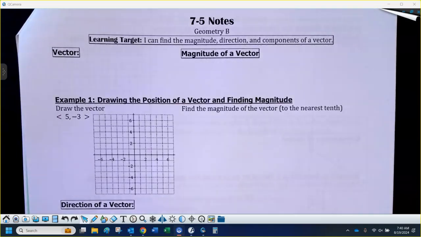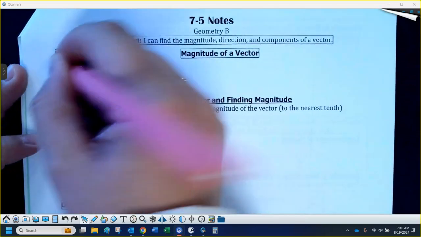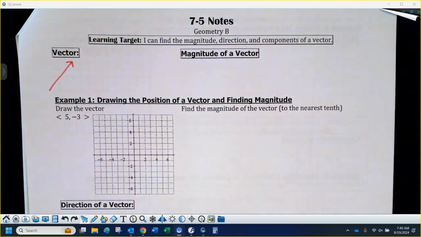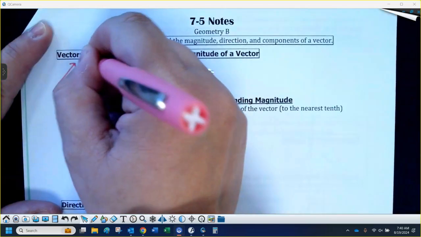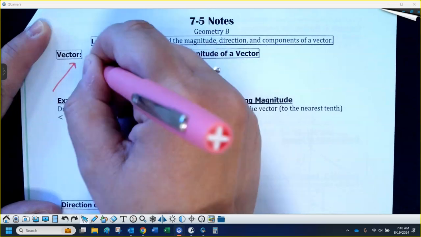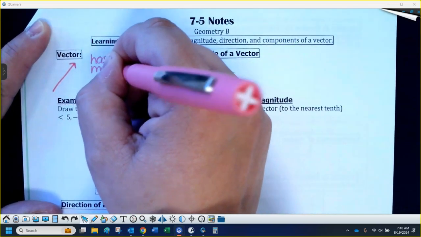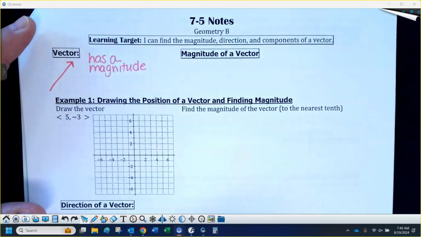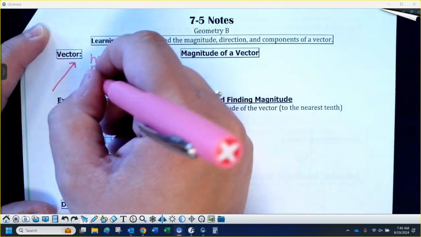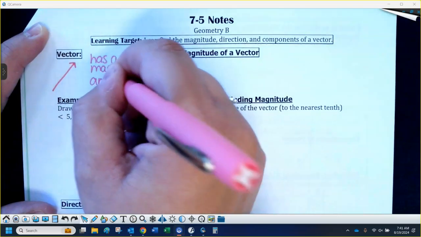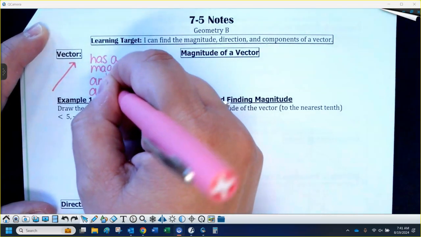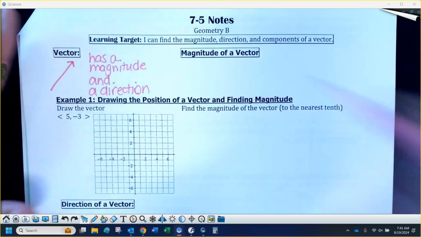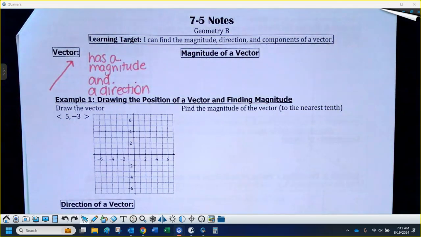But a vector is literally just going to look like a ray. So it's just like a little arrow, and when you write this, the vector has what we call a magnitude and a direction. I'm going to give you guys the definition of the magnitude just real quick to the side in a second.